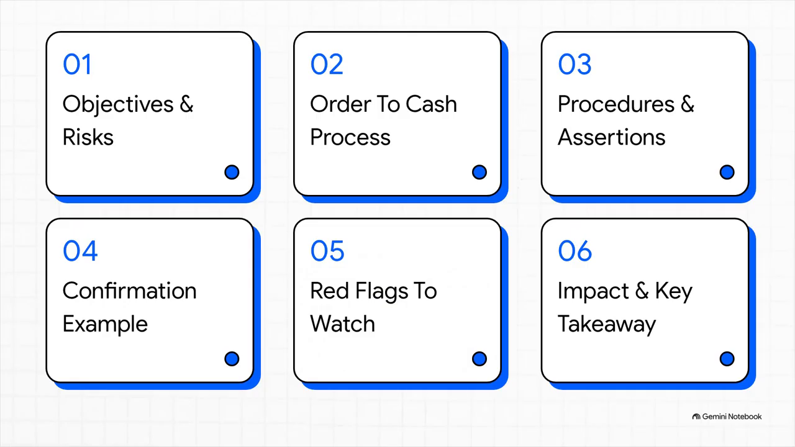Okay, here is our roadmap for today. We're going to start with the foundation, objectives, and risks, then walk through the order-to-cash process, look at procedures and audit assertions, dive into a customer confirmation example, flag those red flags you need to watch out for, and finally wrap up with the impact and key takeaway.